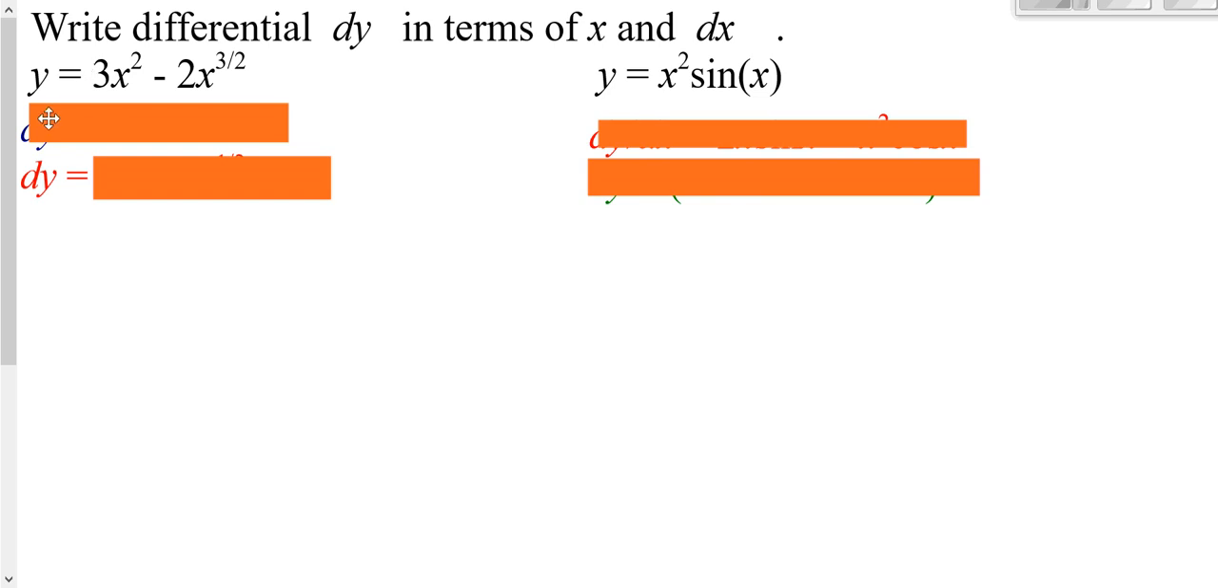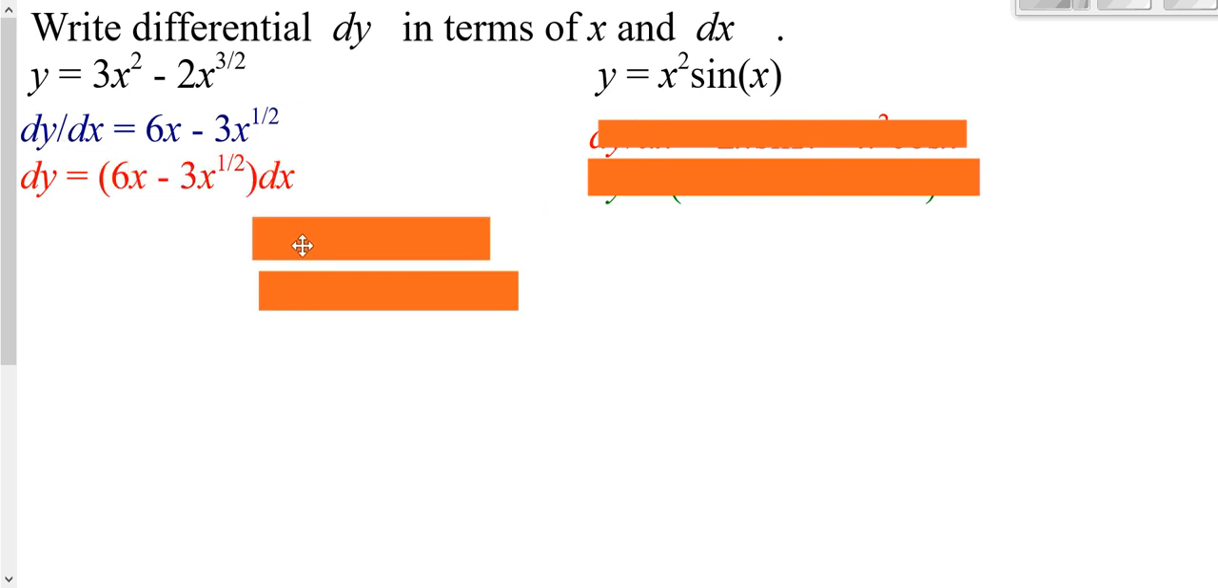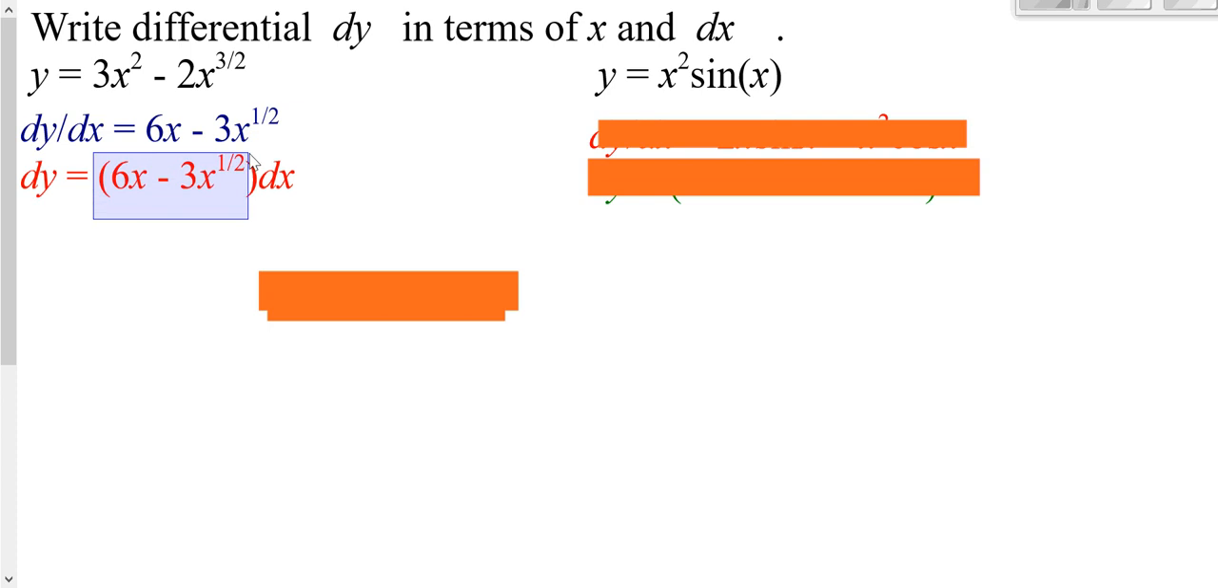Well, we do our derivative of y with respect to x, dy over dx, exponent down in front, decrease it by 1, exponent in front, decrease it by 1, and then we want to get dy by itself, so multiply both sides by dx. Notice it's your whole derivative multiplied by dx, so since we have more than one term, we needed to have parentheses.